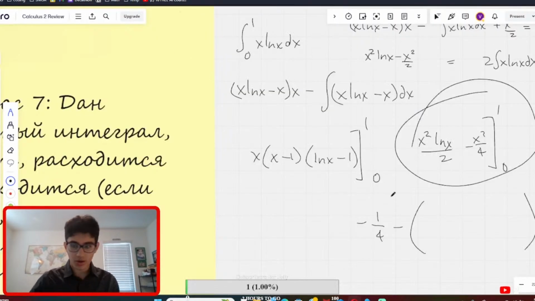Negative 1/4 minus... when you put in 0, this becomes 0, this becomes 0. So it's minus 0, so it's just negative 1/4. But that can't be. Okay, let's see.